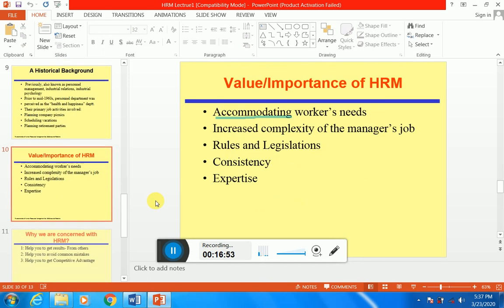Now, in the next slide, we are going to discuss the value of human resource management. It simply says the importance of human resource management, that is, how human resource management is important. Human resource management, or HRM, plays an important role in creating organizations and helping them survive.